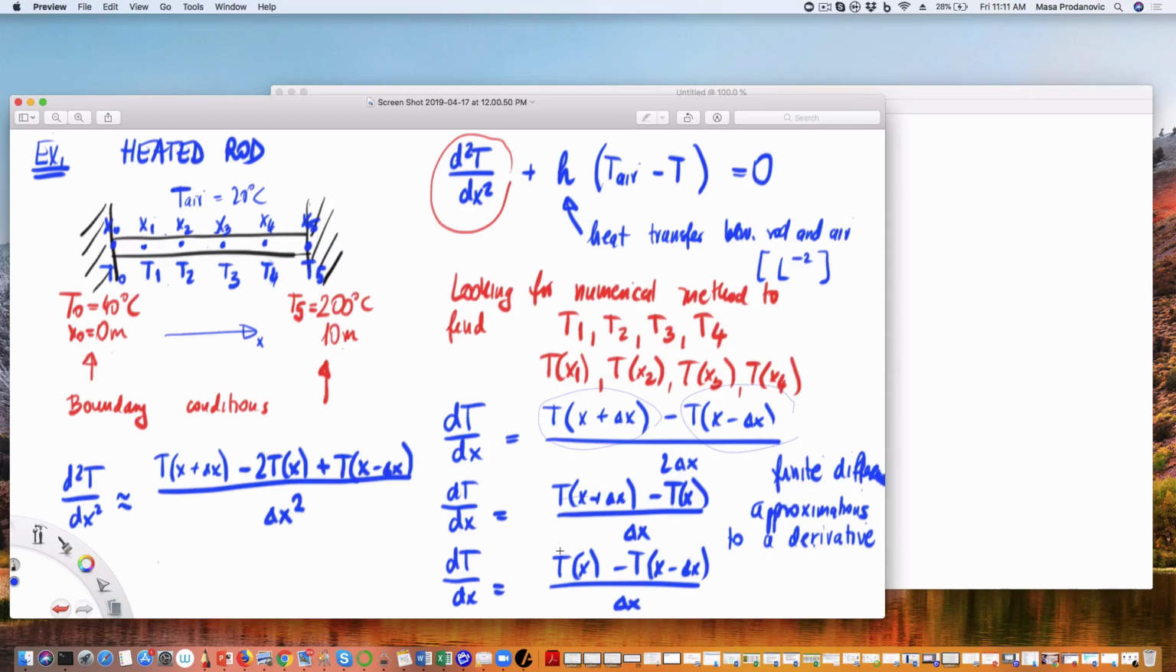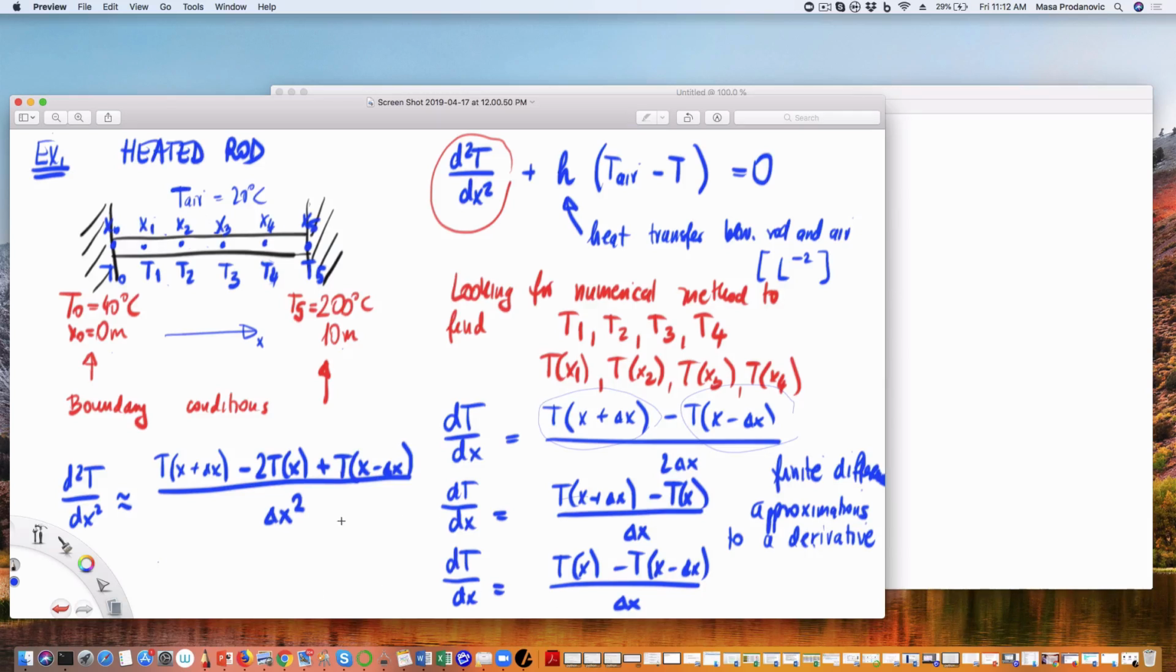I can also now recognize that my second derivative is actually the derivative of dt/dx, a derivative of a derivative, and I can apply this to a derivative. If you actually did so, and use the central differences in both cases, you would get that this is an approximation for the second order derivative. So we're just gonna use it. Okay? So this is our starting point.